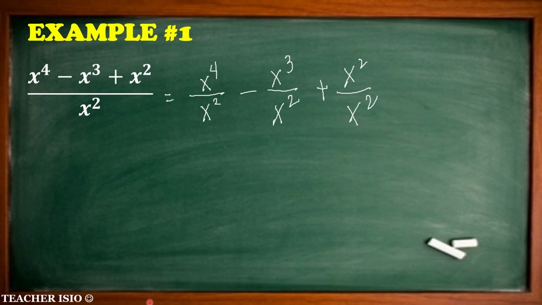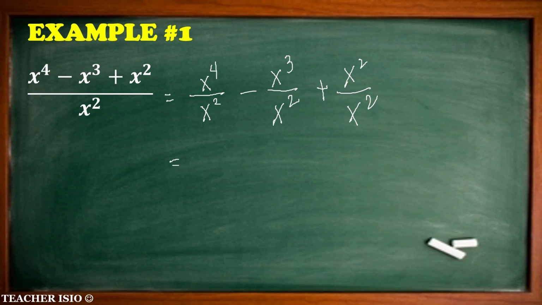Again, kapag nakita nyo monomial ang ating denominator or ang ating divisor, lagi nyo tatandaan, we can apply this kind of solution. So, ibig sabihin, for each term of the numerator, ang denominator niyan ay x squared or kung ano man yung divisor or denominator ng given. And then, let's simplify.